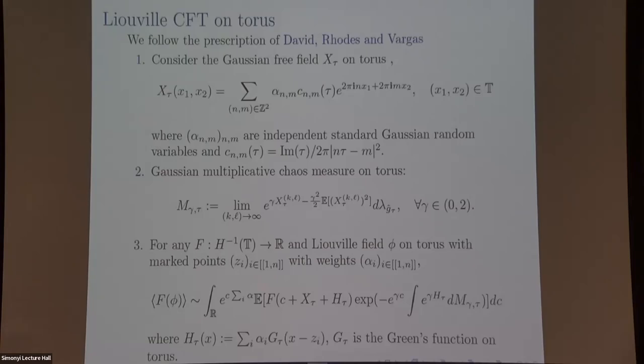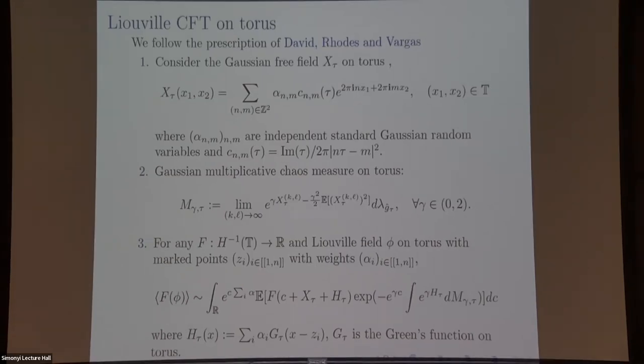And the Gaussian multiplicative chaos measure, as I said, formally is the exponential of this object. But since the series is not convergent, you need to go through some renormalization procedure. That's what I tried to write down here: some sort of renormalization and taking a limit of that. And finally, using this Gaussian multiplicative chaos measure, one way to define the expectation of F of phi, for some functional from this distribution-valued object to R, is this particular integral formula that I wrote.